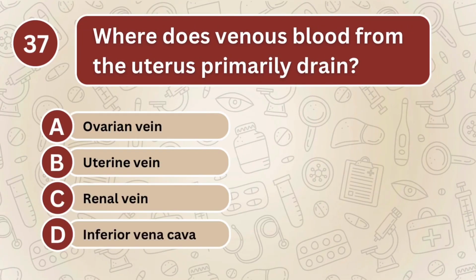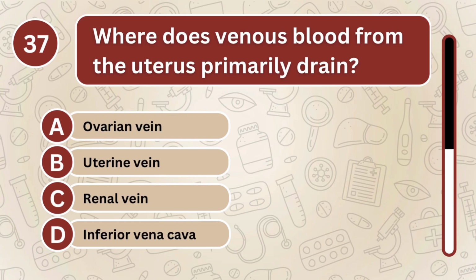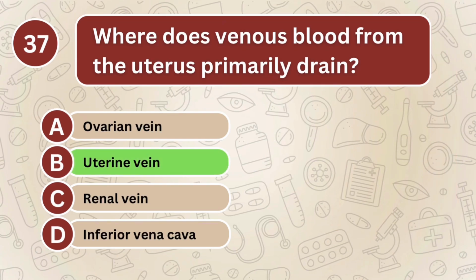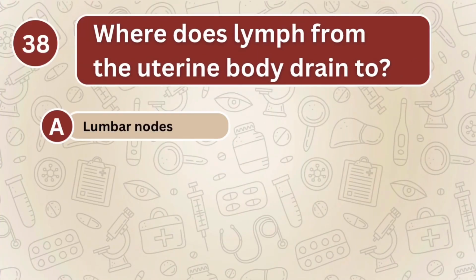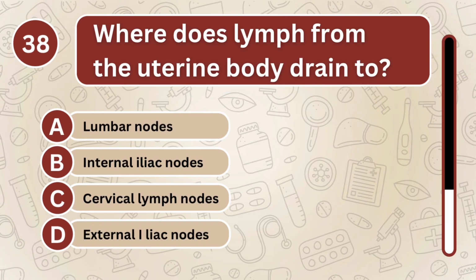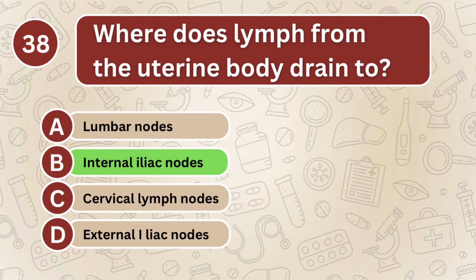Where does venous blood from the uterus primarily drain? It's B. Uterine vein. Where does the lymph from the uterine body drain to? Correct answer is B. Internal iliac nodes.